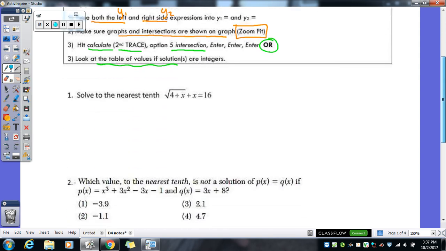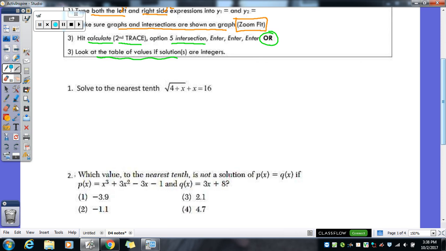So let's take a look at our first example. They want us to solve to the nearest tenth. So I'm going to take this and I'm going to plug it into my y1. And what I want you guys to do is be doing the same thing. So if you need to pause the video, pause it so you can type it in.